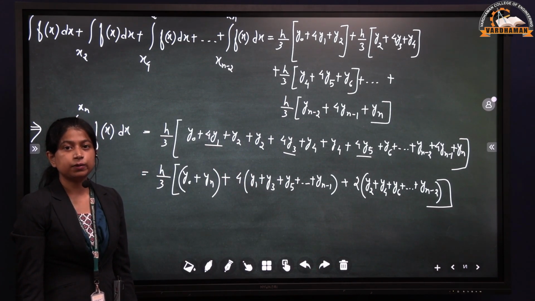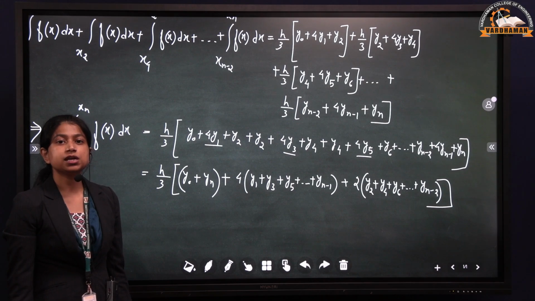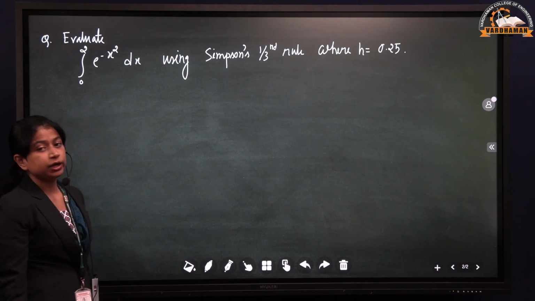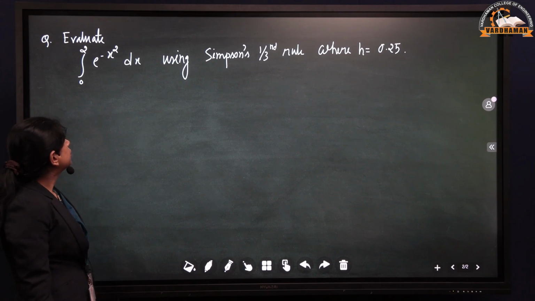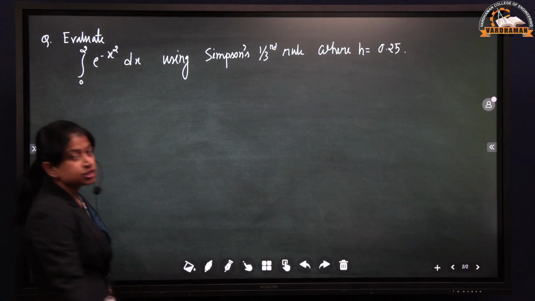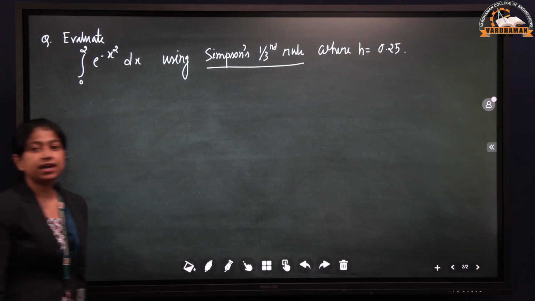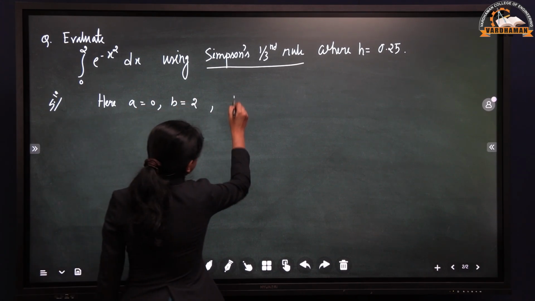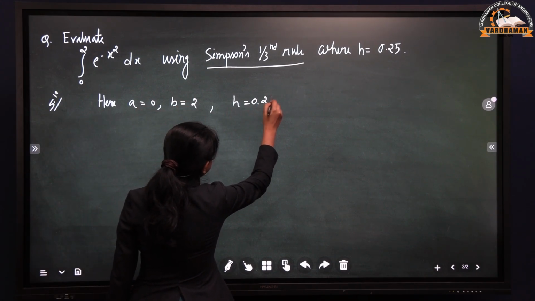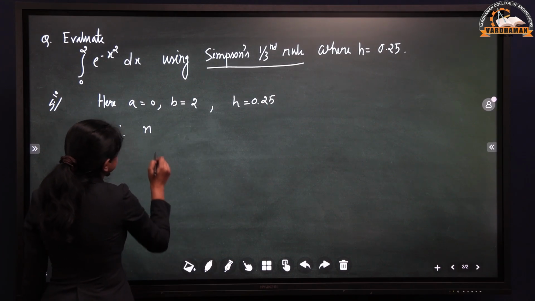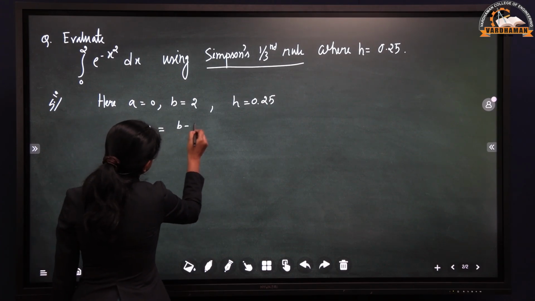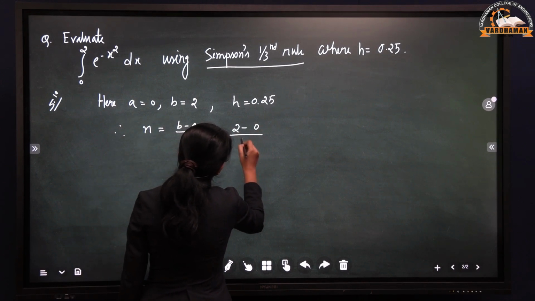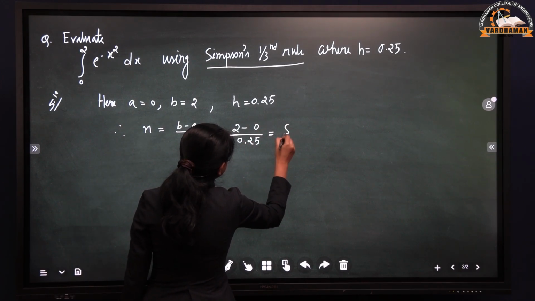Now let us evaluate definite integrals using Simpson's 1/3 rule. Now look at this problem. Here we need to evaluate integration 0 to 2 e power minus x square dx using Simpson's 1/3 rule, and h is given to you. Here a equal to 0, b equal to 2 and h equal to 0.25. Therefore, number of subintervals n will be equal to b minus a by h. So it will be 2 minus 0 by 0.25. It will be 8.